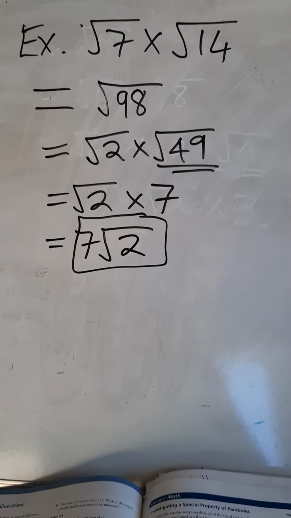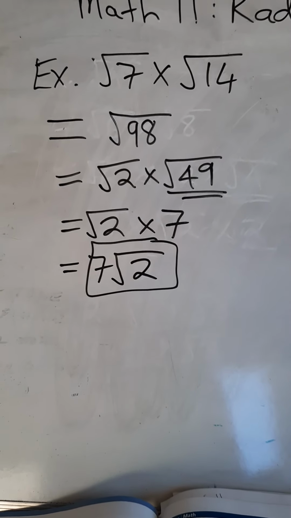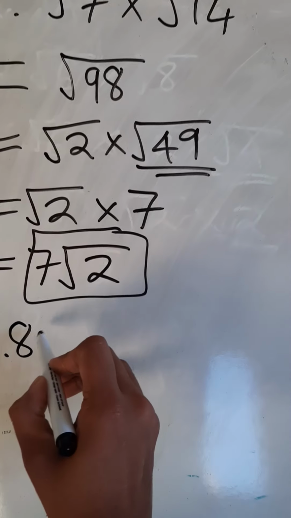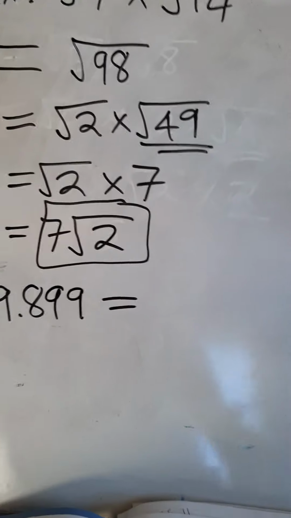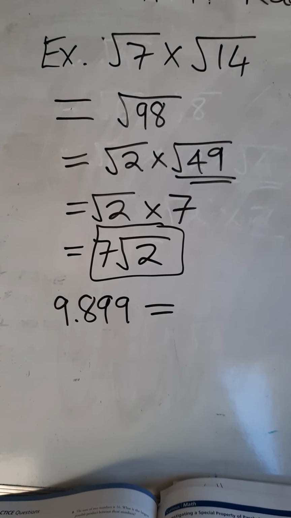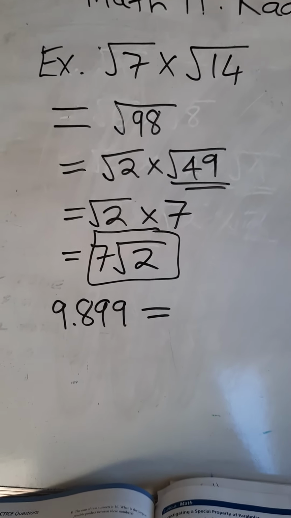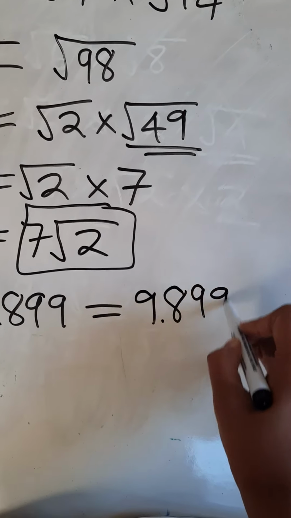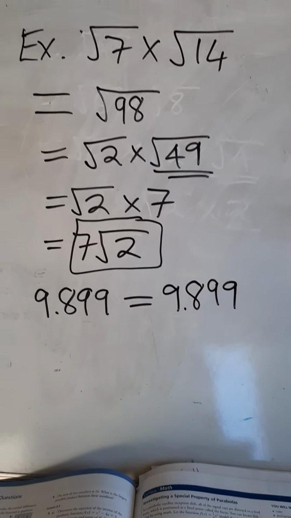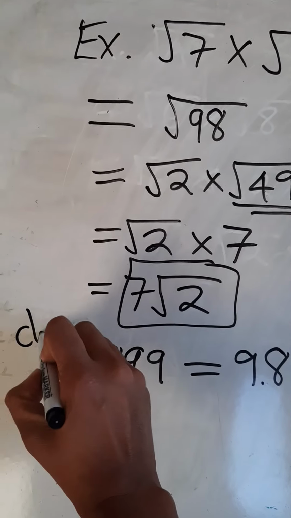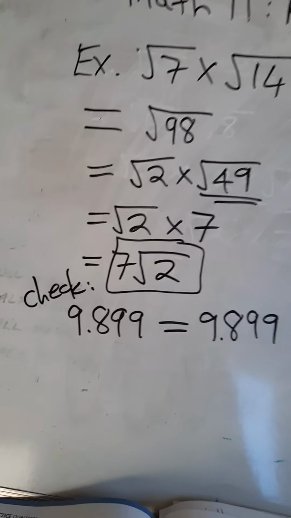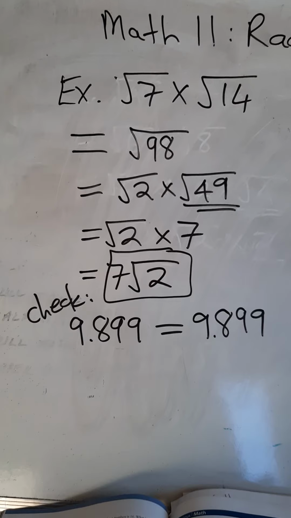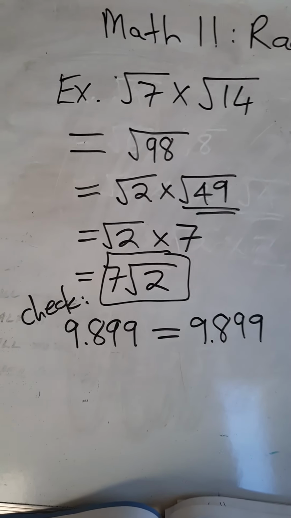Again, what I would do is take the square root of 98 on my calculator. We're getting 9.899. Then take the square root of 2, my final answer, and multiply that by 7. I'm getting 9.899. Let's put check here. This is a way to actually check your answer, especially because you are allowed to use your calculator for any of these questions.